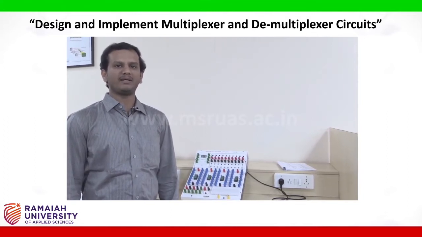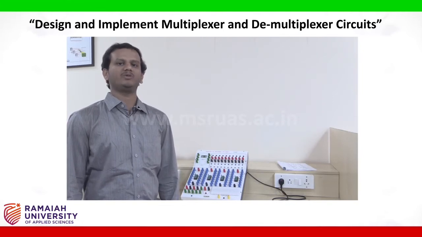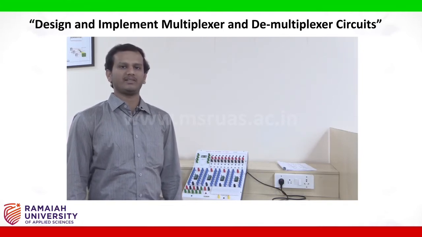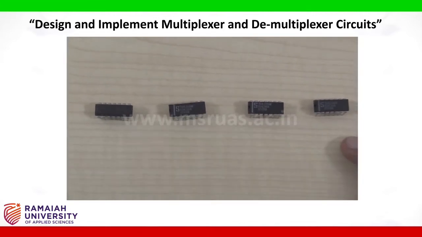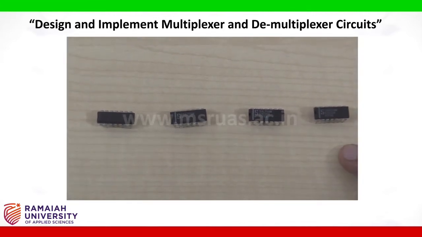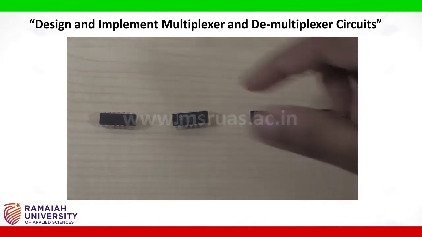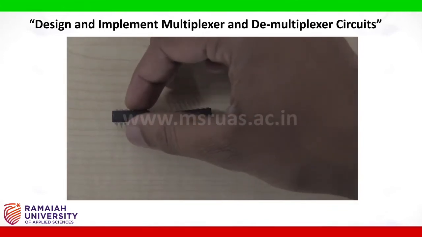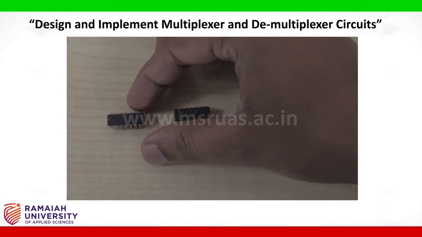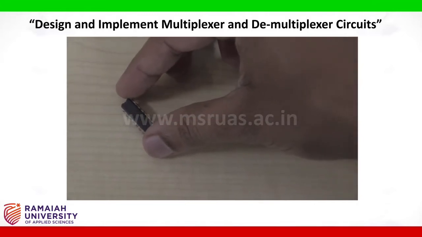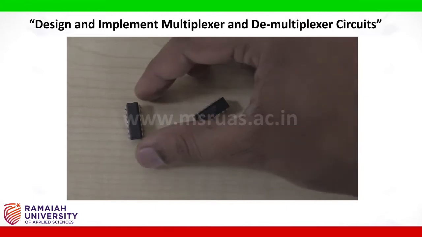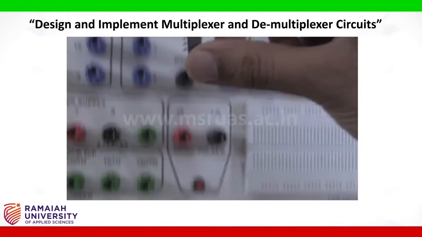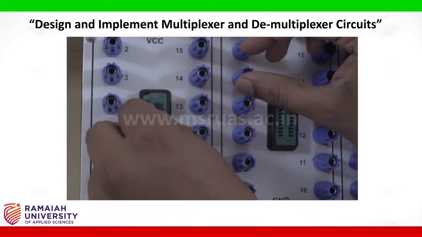Now let us implement the 4:1 multiplexer using NAND gates according to the given logic diagram. These are the ICs which we are using. This is 7400, which represents a 2 input NAND gate, and I am going to place this into the IC base. Make sure while placing that the notch is always in the upward direction. I am placing it into the first IC base.